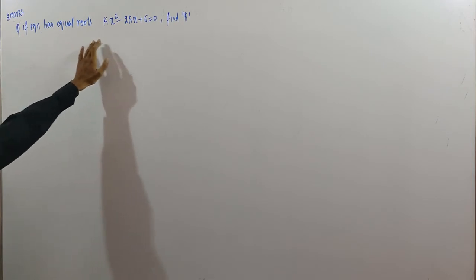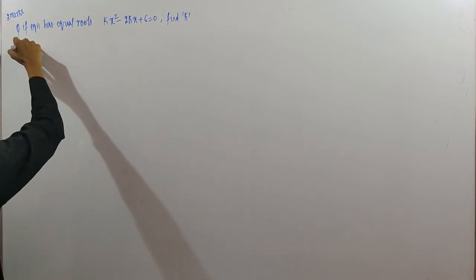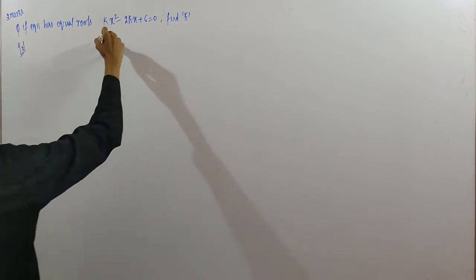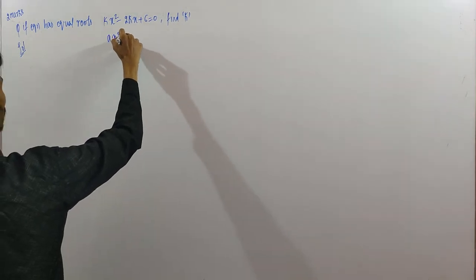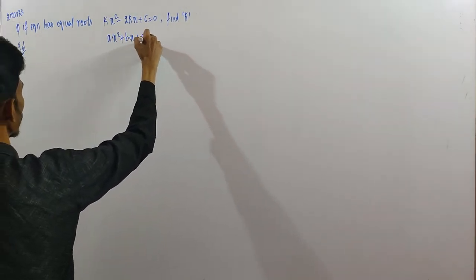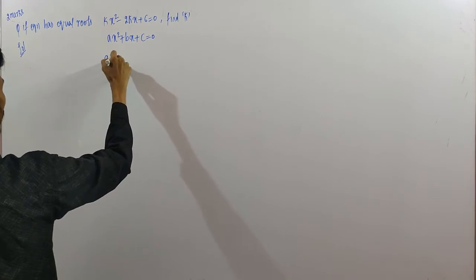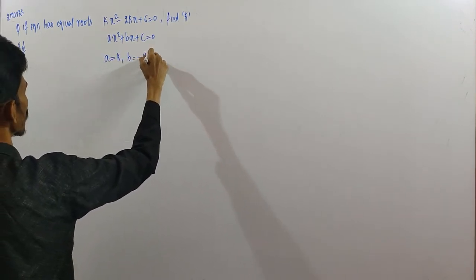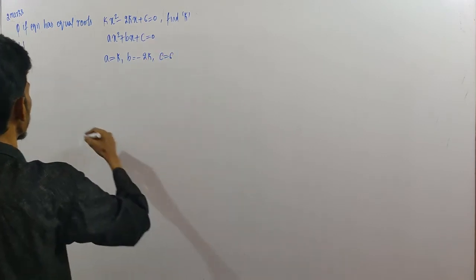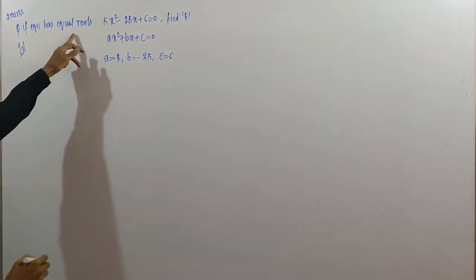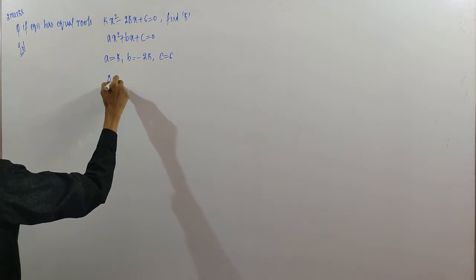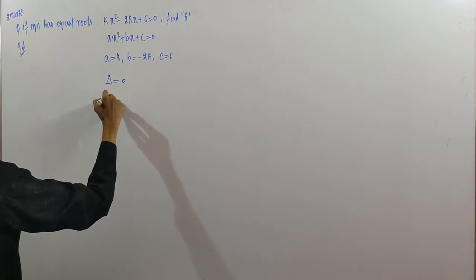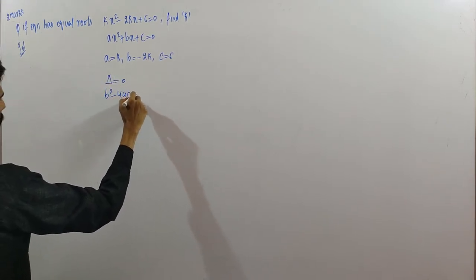If the equation has equal roots, now compare this with the standard equation ax square plus bx plus c equal to 0. The a value is k, b value is minus 2k and c value is 6. Whenever it is given equal roots, the discriminant will be 0, that is b square minus 4ac will be 0.